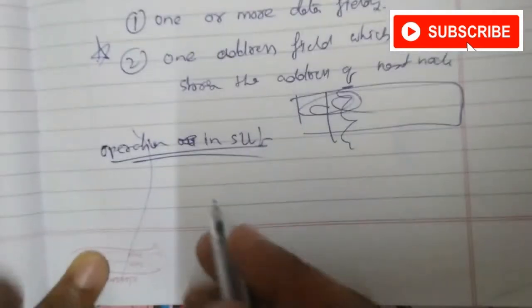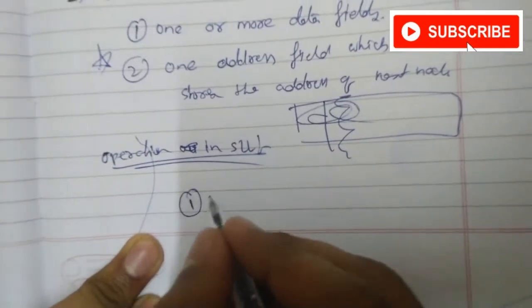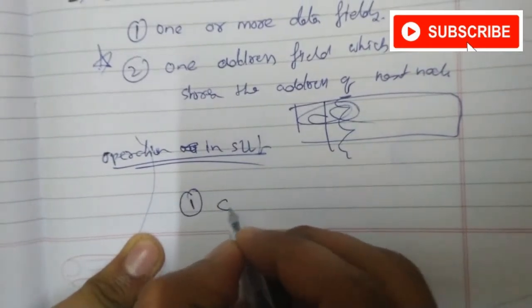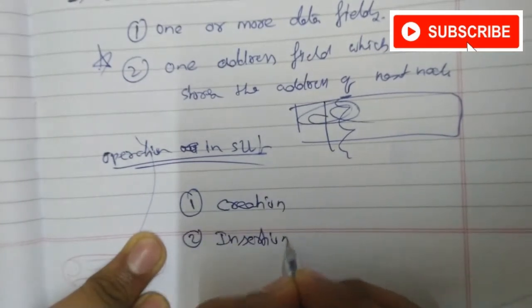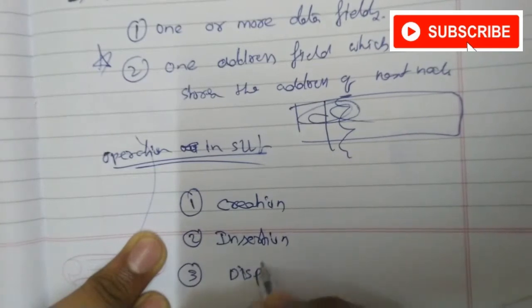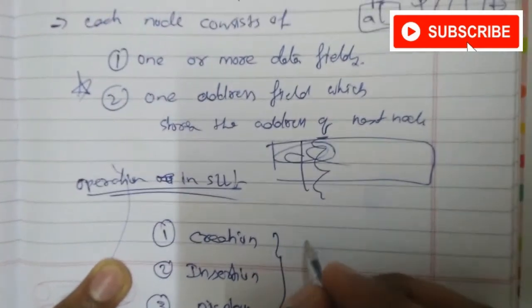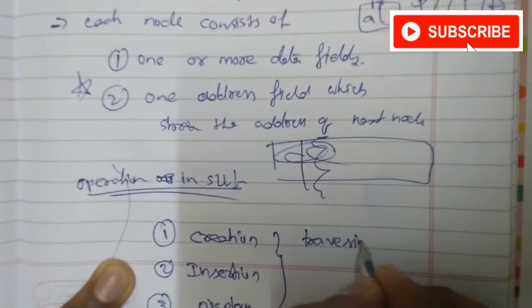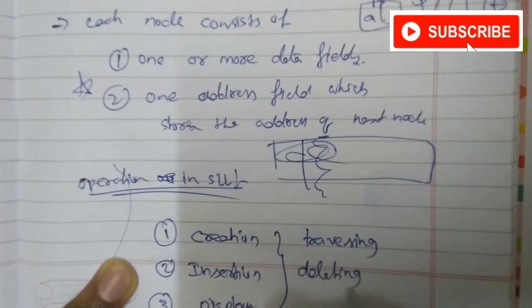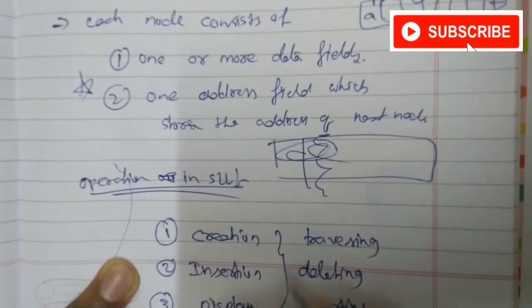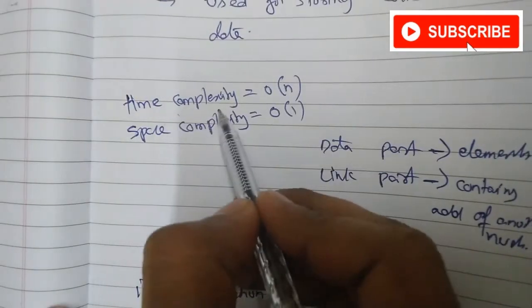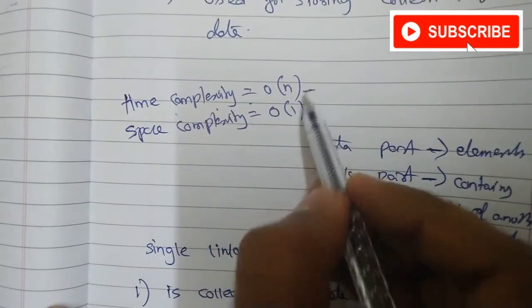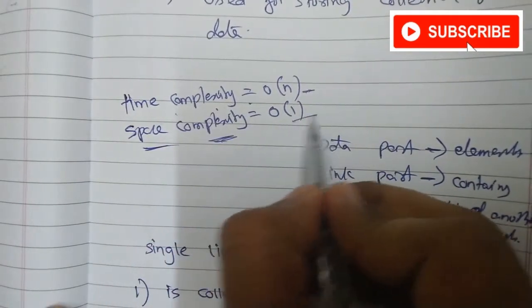There are three operations we can do in a single linked list: first creation, second insertion, and third display. We can also write it as traversing, deleting, or inserting. Those two are the same. The time complexity of a single linked list is n, and the space complexity is 1.